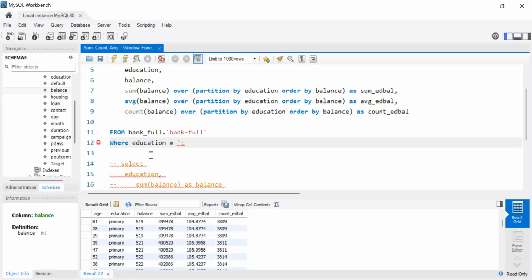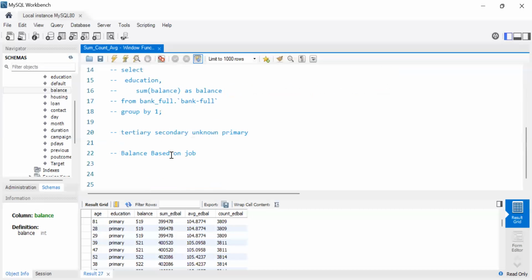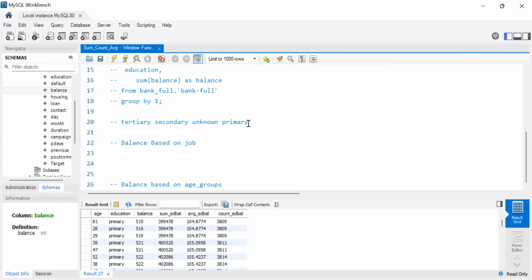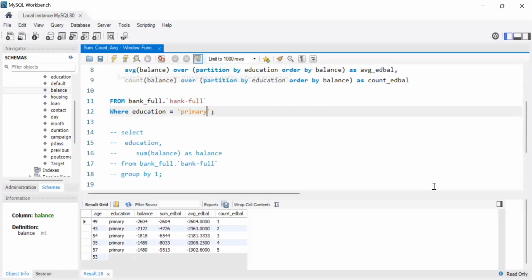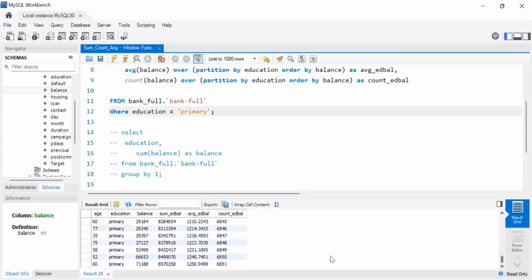Education equals, I had it saved here, primary, yeah? So try to keep in mind how much we had seen for the total of primary initially. Okay, then let's scroll down. As you can see, the last one is 8.5, which is the total of primary. Yeah, so notice what adding order by balance has done.